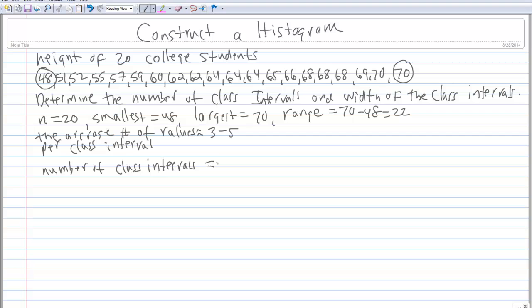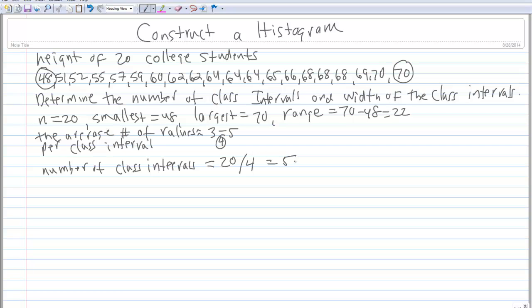Now the number of class intervals is equal to the number of data values, which is 20, divided by the average number of values per class interval. Well, let's go ahead, and since 4 is kind of in the middle, we're going to divide this by 4, and we're going to get 5 class intervals. So when we construct our histogram, we want to have 5 class intervals.